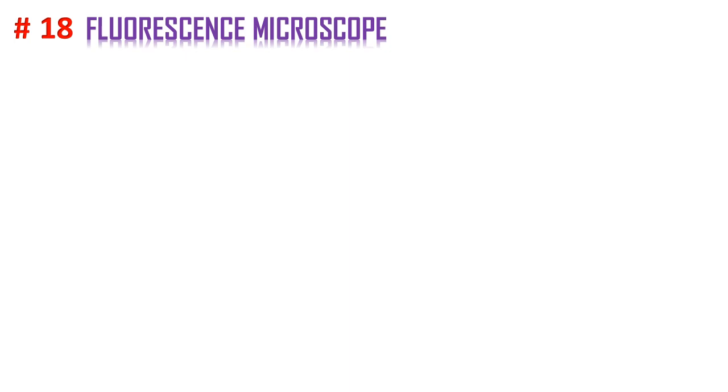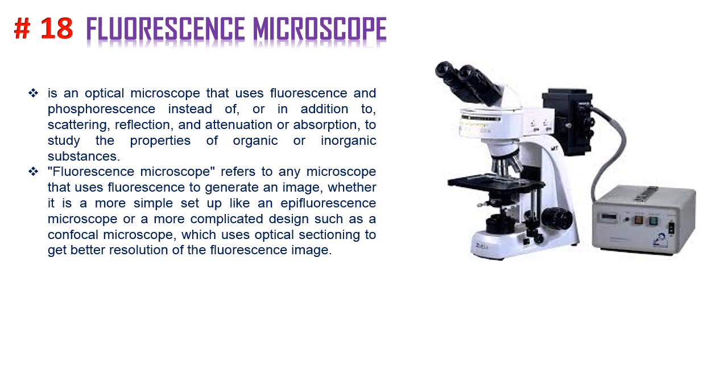And the last and final one, number 18, fluorescence microscope. It is an optical microscope that uses fluorescence and phosphorescence instead of or in addition to scattering, reflection, attenuation or absorption to study the properties of organic and inorganic substances. Fluorescence microscope refers to any microscope that uses fluorescence to generate an image, whether it is a small simple setup like an epifluorescence microscope, or combined designs such as the confocal microscope, which uses optical sectioning to get better resolution of the fluorescence image.